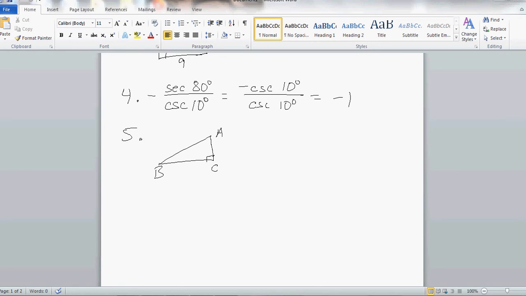And number 5, we're told little b is 8, so that's opposite angle B. Angle A is 25 degrees, and we need to find little a, little c, and angle B. The easiest one to find is angle B, because we know angle B and angle A have to be complementary, so B is simply calculated as 90 minus 25, which would equal 65 degrees. So we have found angle B.